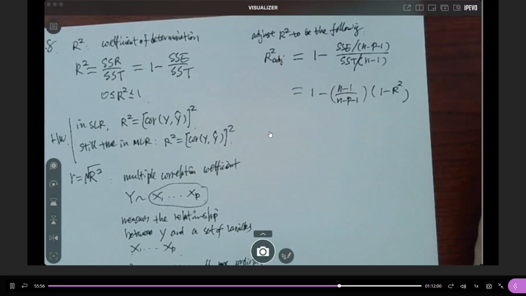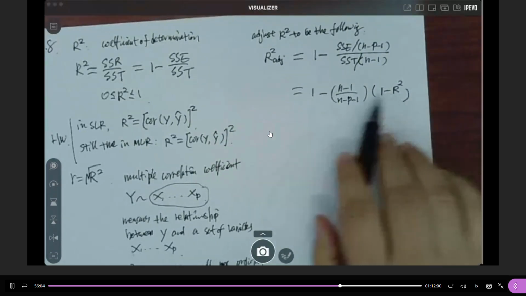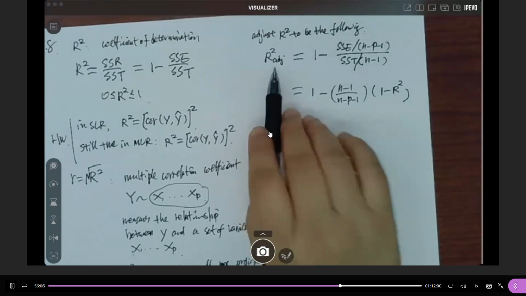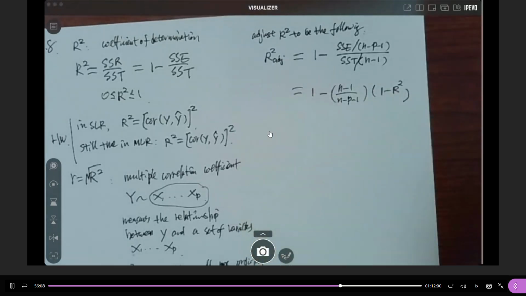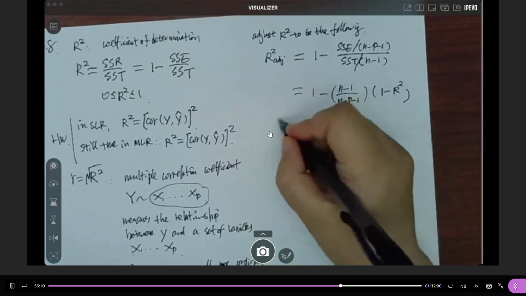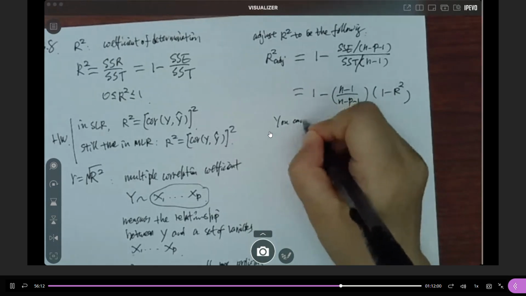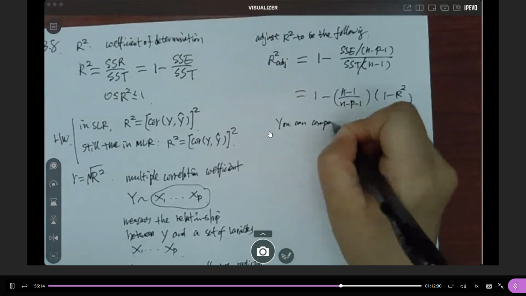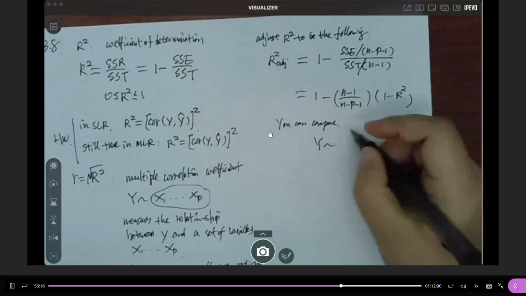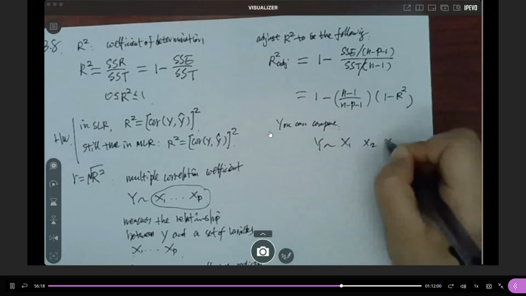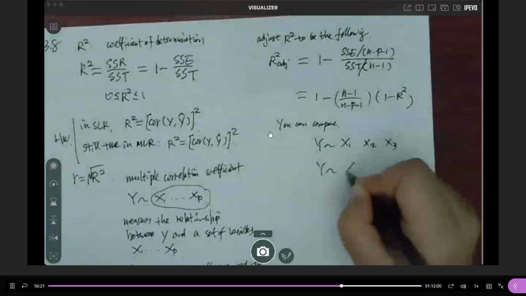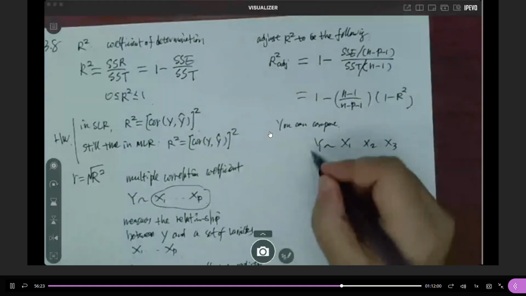This is the constant part. Then SSE over SST will be 1 minus R squared, right? So this is the relation between the old R squared and the newly defined adjusted R squared. With this, you can compare different models. You can compare the two models.